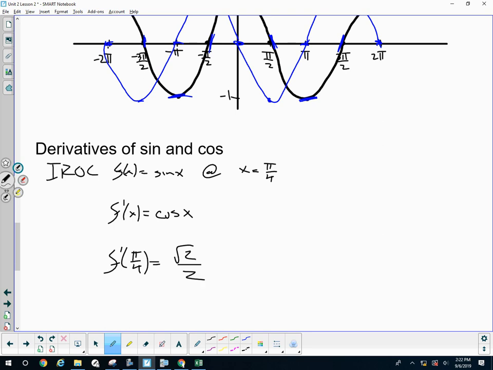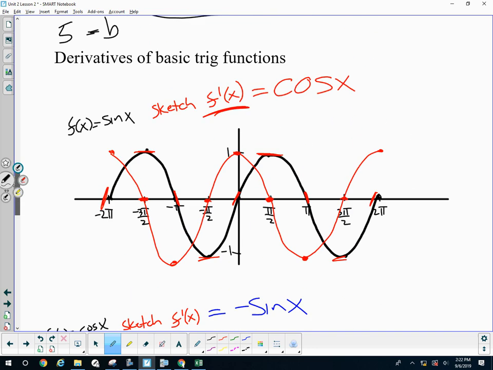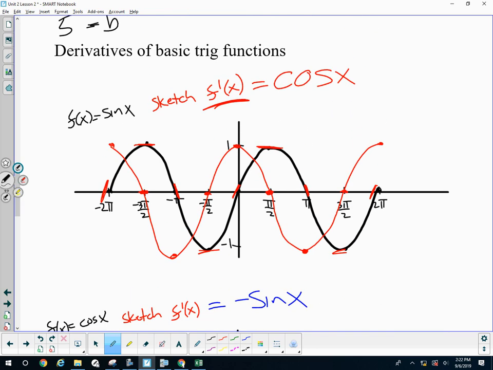Sine has a y-coordinate, pi over 4, root 2 over 2. Yeah, right here. Pi over 4, root 2 over 2. And the slope of that line is also root 2 over 2. That's pretty cool.